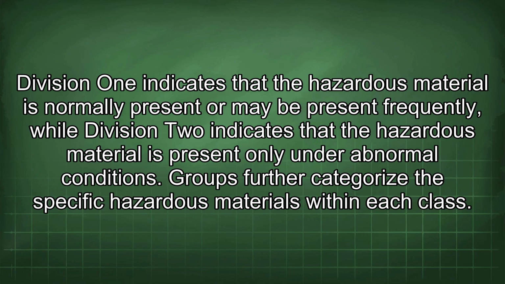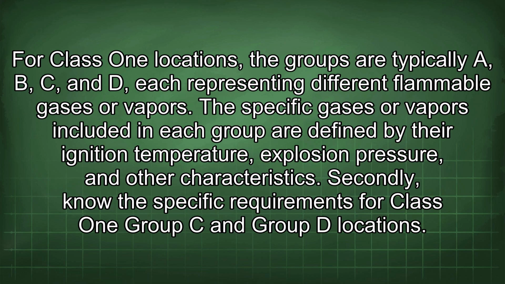Division 1 indicates that the hazardous material is normally present or may be present frequently, while Division 2 indicates that the hazardous material is present only under abnormal conditions. Groups further categorize the specific hazardous materials within each class. For Class 1 locations, the groups are typically A, B, C, and D, each representing different flammable gases or vapors. The specific gases or vapors included in each group are defined by their ignition temperature, explosion pressure, and other characteristics.